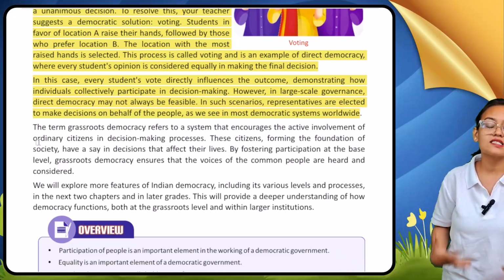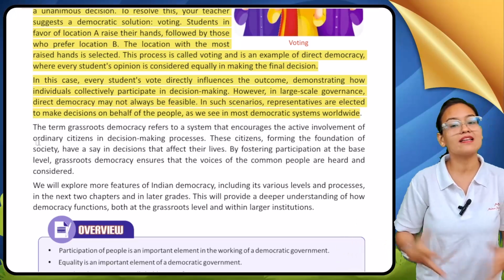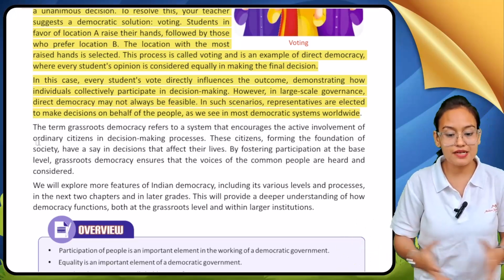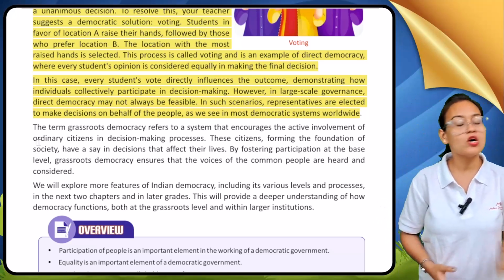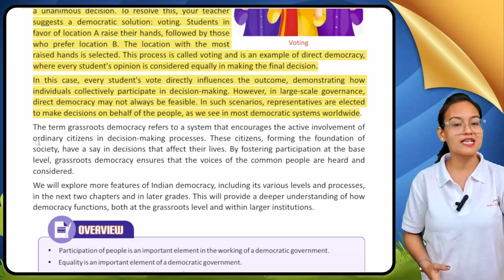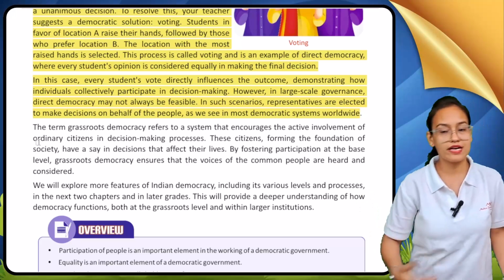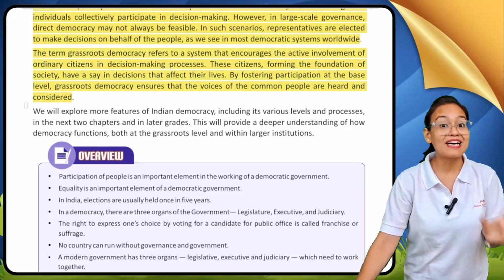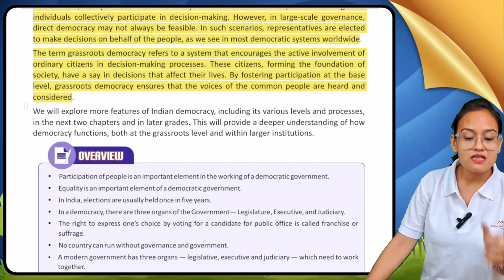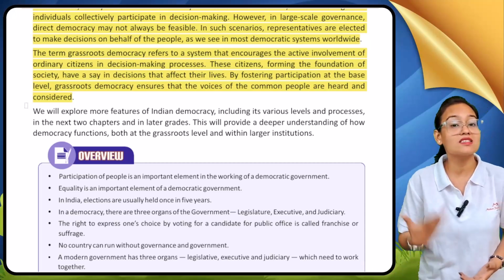So voting is the simple solution through which the majority of problems are solved in every democratic country. Representatives are elected. You all know that through the voting system, at our national and state level, we select our representatives who are responsible for addressing our problems. The term grassroots democracy refers to a system that encourages the active involvement of ordinary citizens in decision making.